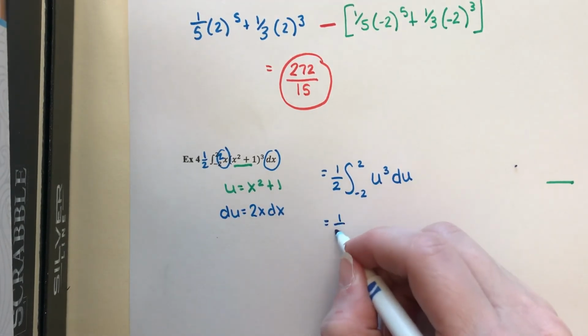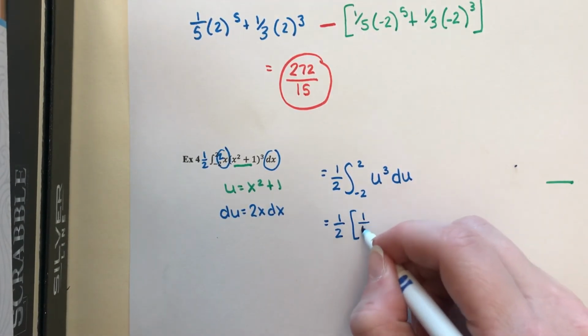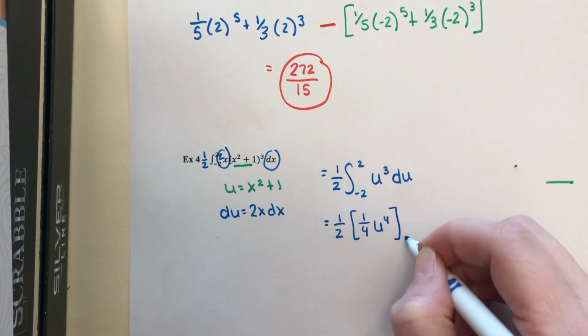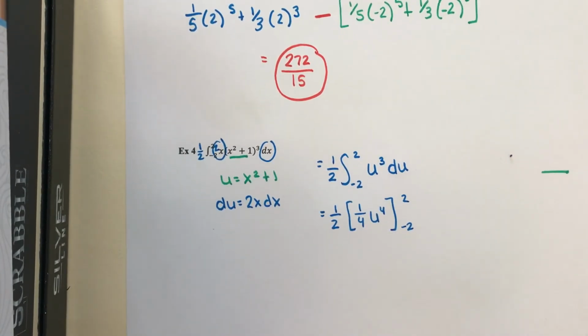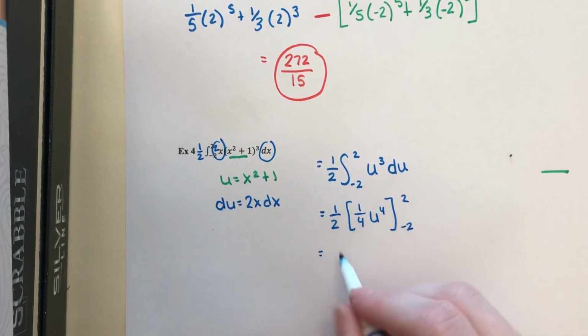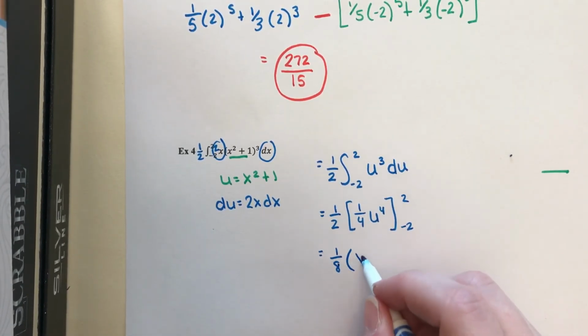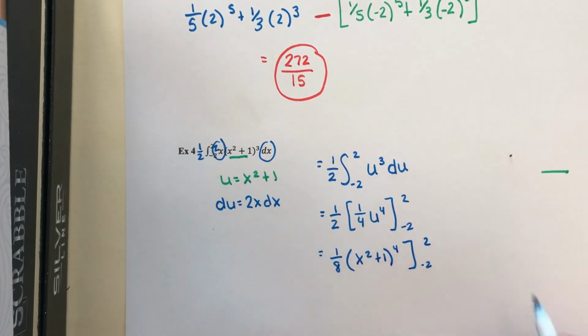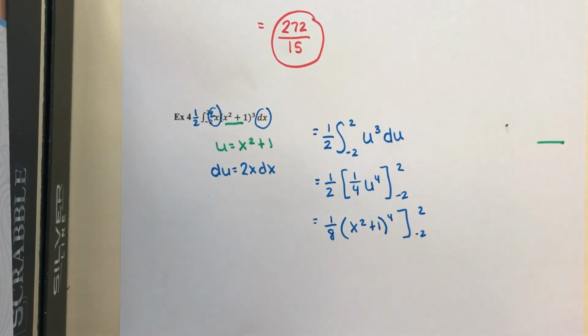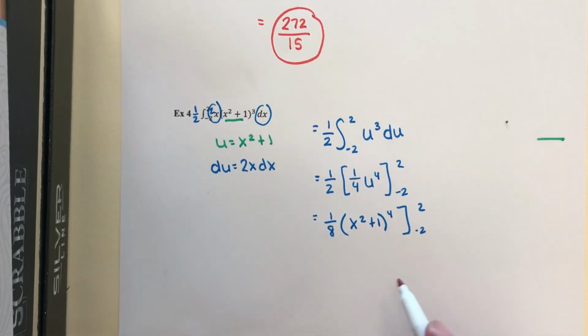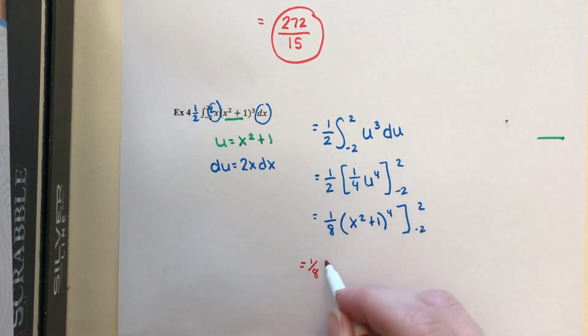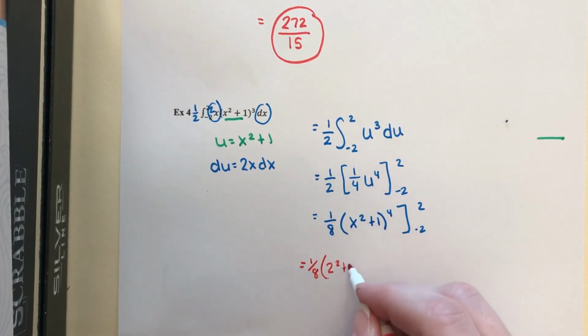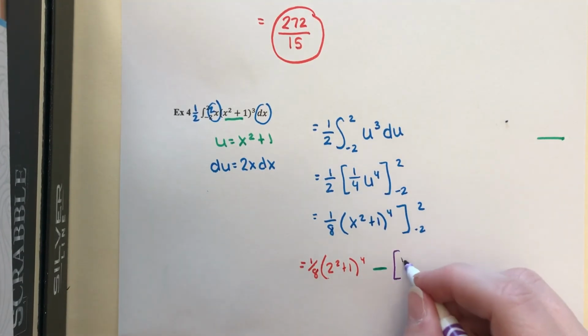Okay, so I'm going to bring down my 1/2. I'm going to take the integral, 1/4 u to the 4th. And we're going to evaluate this from -2 to 2. I'm going to distribute here, so that's 1/8. And I'm going to plug back in for u, x squared plus 1 to the 4th. Okay, so now we're ready to do our top minus bottom. So I'm going to plug the 2 in first. 2 squared plus 1 to the 4th power minus, now I'm going to plug in the -2.